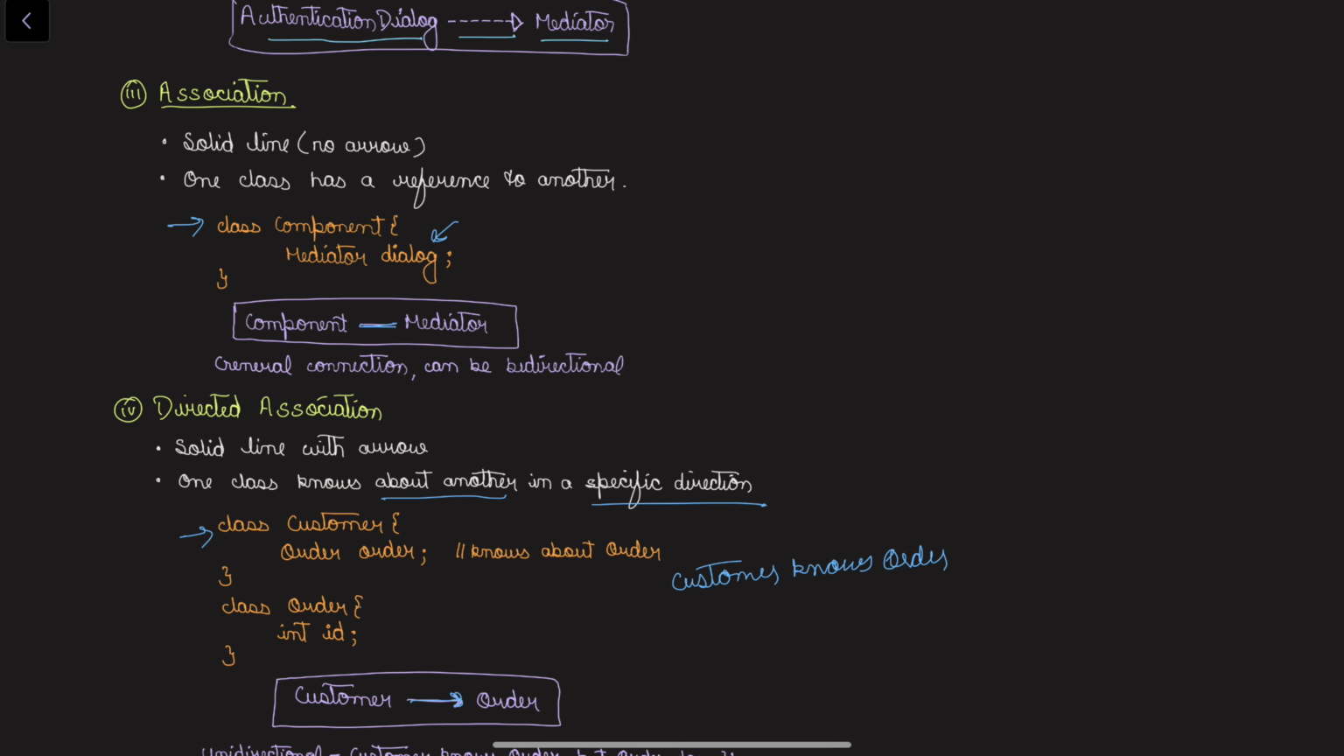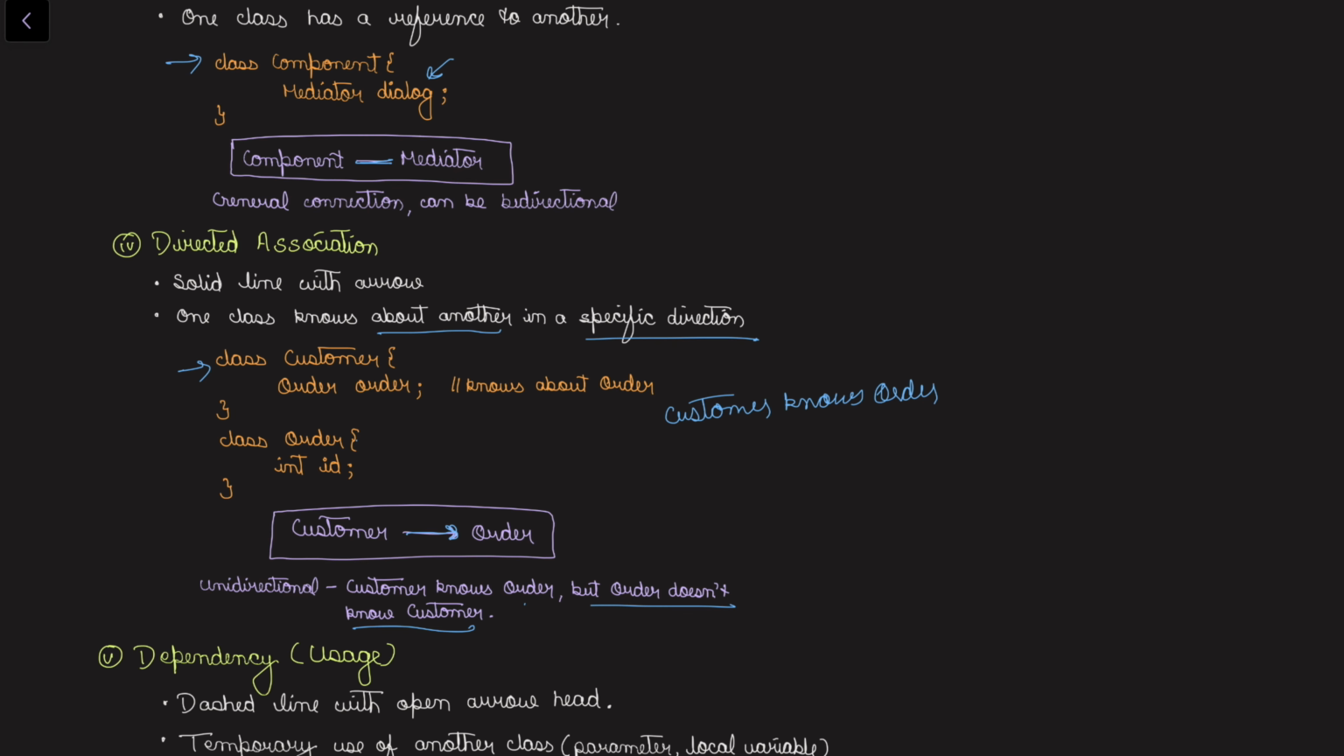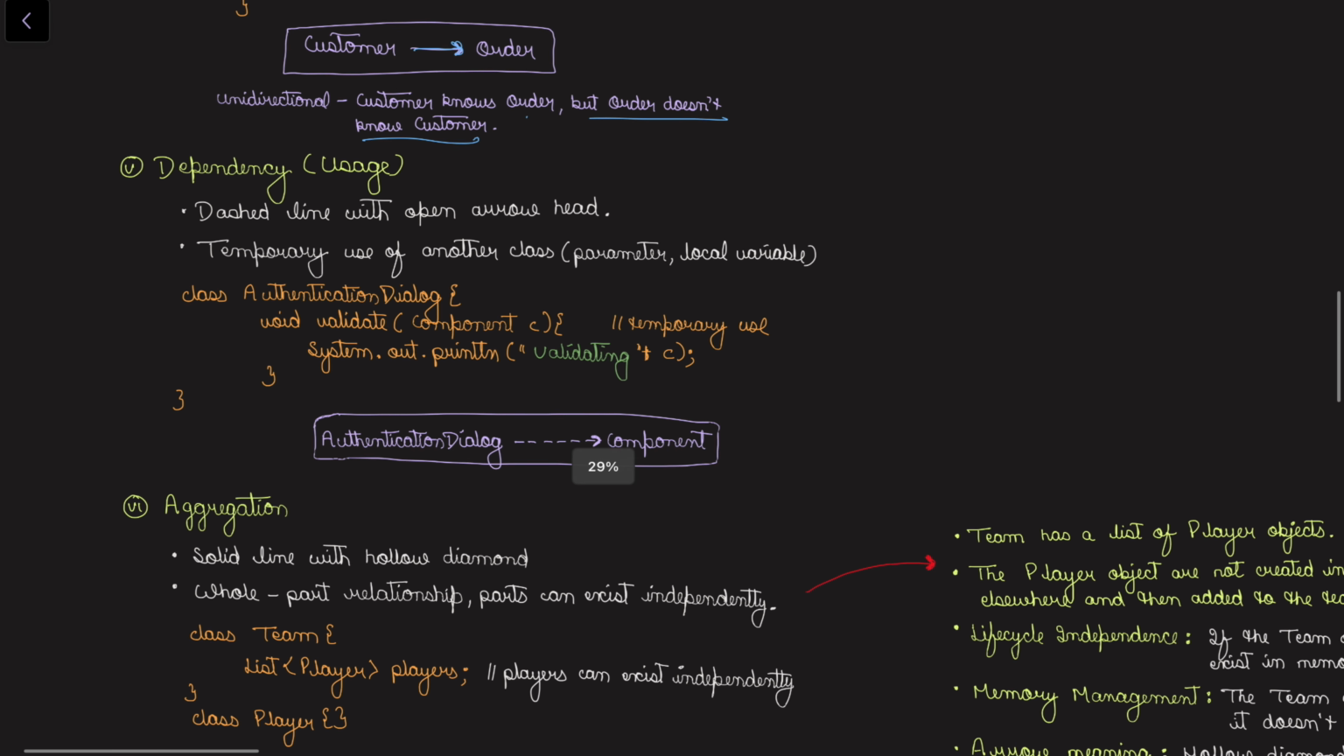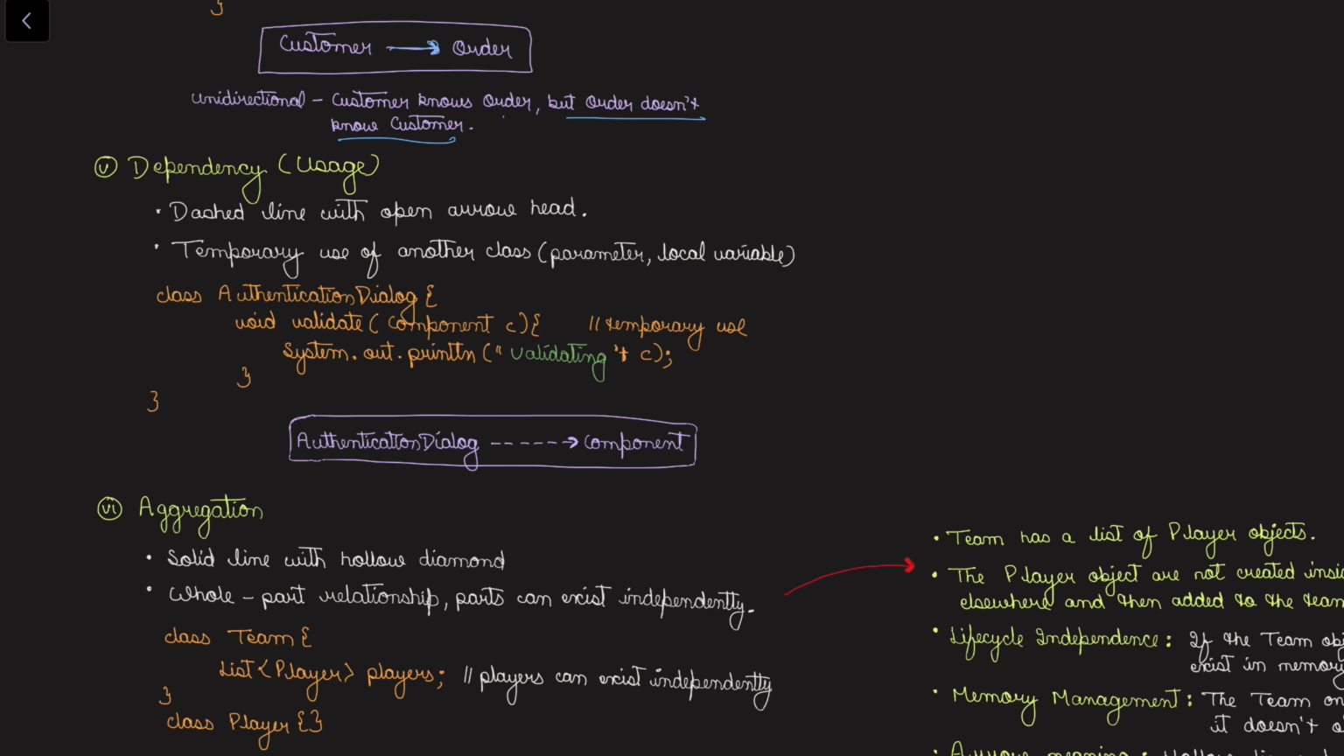It can be unidirectional, it can be bidirectional. So directed association means we are directing something. Okay, so customer knows order, but order doesn't know customer. It is unidirectional.